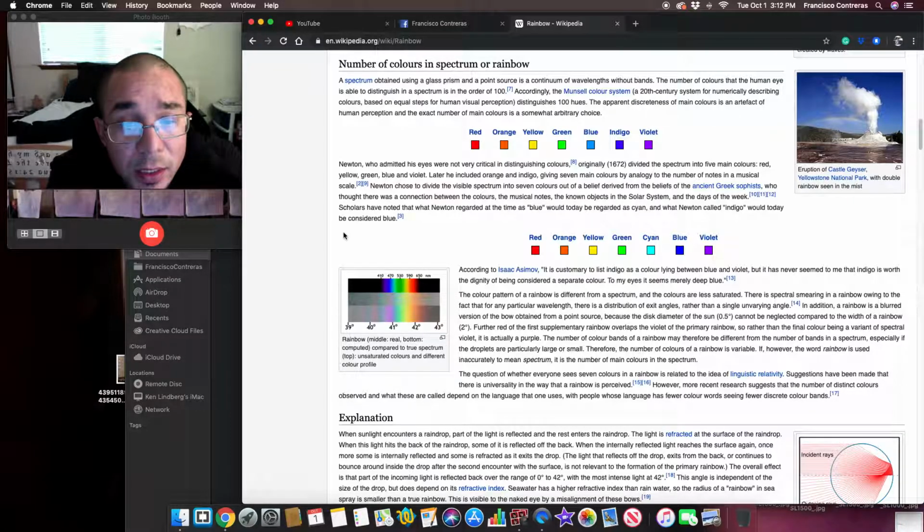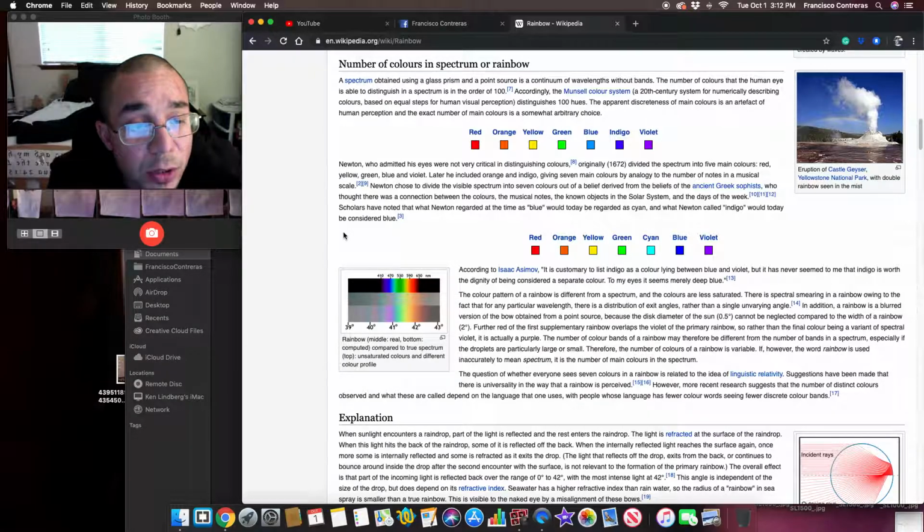According to Isaac Asimov, it is customary to list indigo as a color lying between blue and violet, but it has never seemed to me that indigo is worth the dignity of being considered a separate color. To my eyes, it seems merely deep blue. The color pattern of a rainbow is different from a spectrum, and the colors are less saturated.